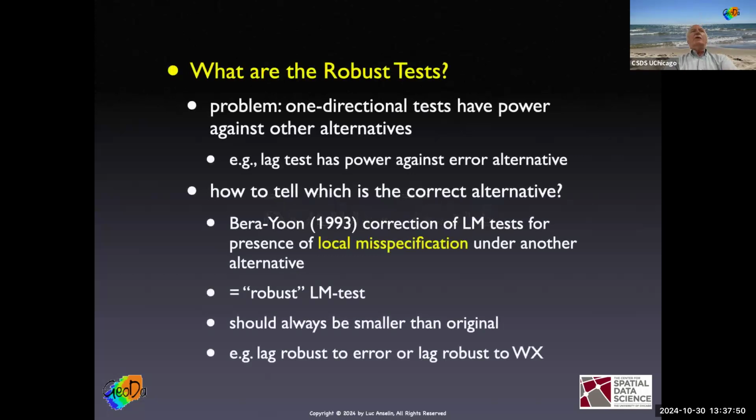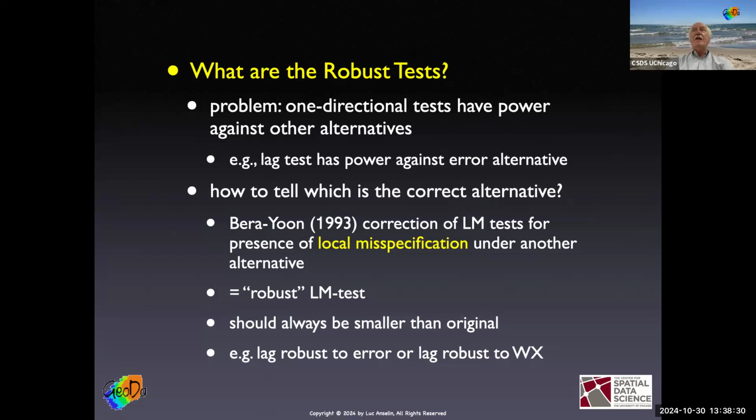So what do we need these robust tests for? The problem is that one-directional tests, like the tests that we've seen so far, the LM error, LM lag, LM SLX, or as I called it, LMWX, have power against other alternatives. What does that mean? It means that they will reject the null when the cause for rejecting the null is not what you're actually looking for. So you run a test for lag, it rejects the null, and you say, it's lag. But it isn't lag, it's error.